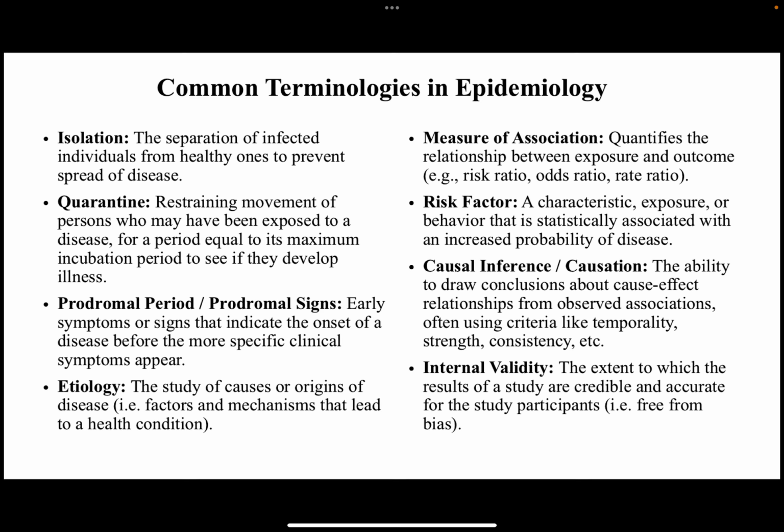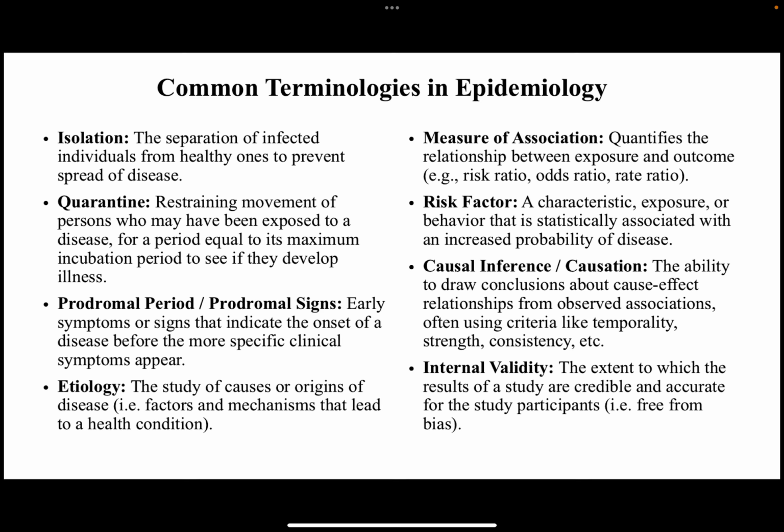So in epidemiology, we isolate infected people and we quarantine suspected people, or people who have come in contact with a disease or with an infected person. Sometimes we say people who have been exposed. Great, so that is the difference.